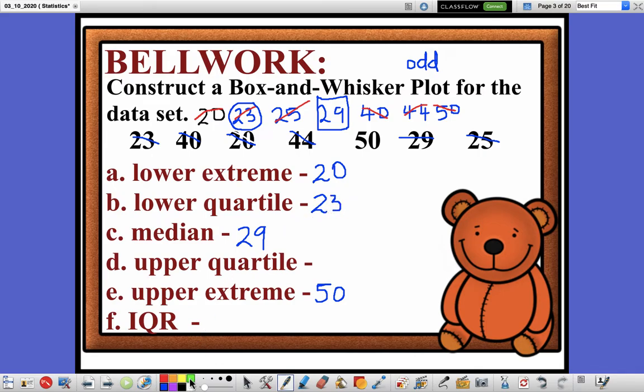The next step is to find the median of the numbers that are on the right side of this median. The median of those numbers gives me what we call the upper quartile. So I've got 40, 44, and 50. So the middle number in this case is this one. Okay, so it means my upper quartile is 44.